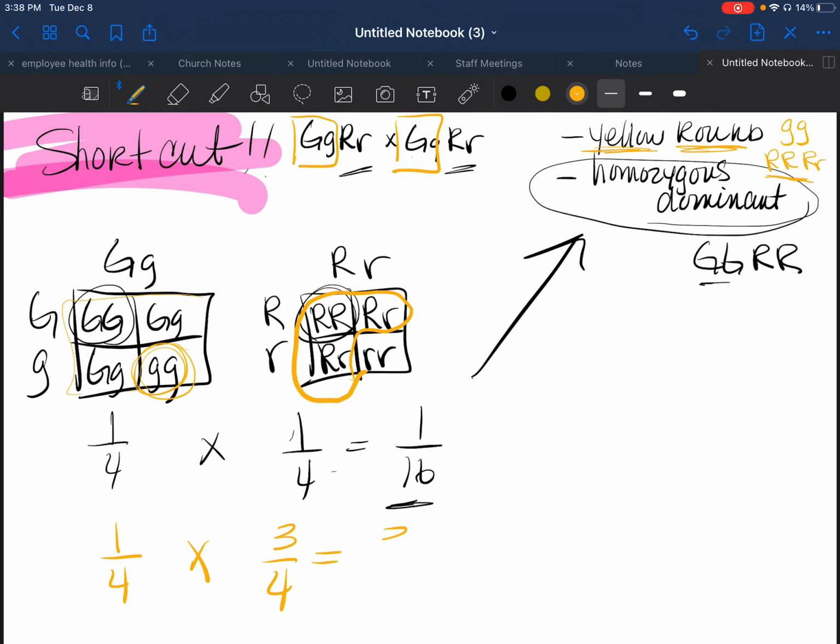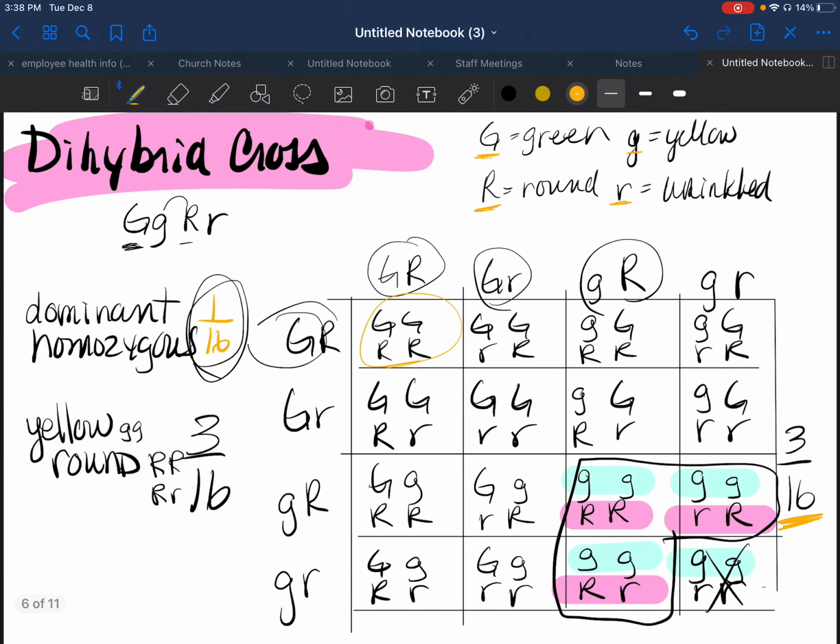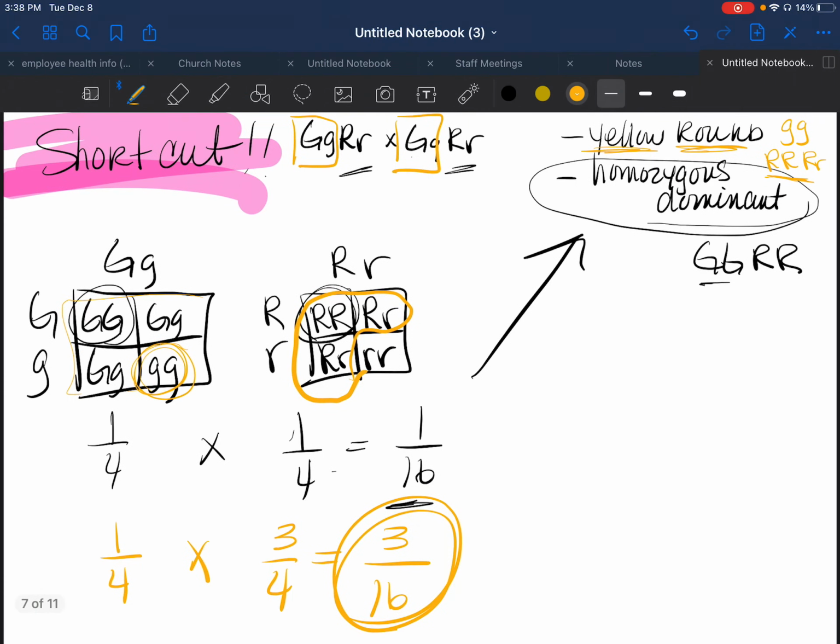So 3 times 1 is 3, and 4 times 4 is 16ths. So there is a 3/16ths chance of being yellow round. Again, that is what we figured out here: a 3/16ths chance of being round. So that's how you can shorten it up.